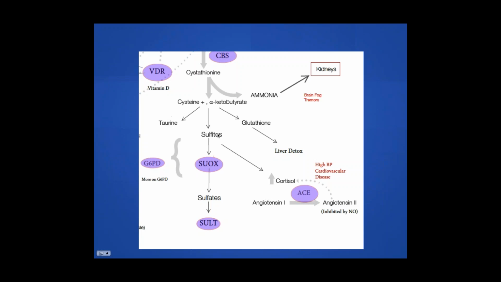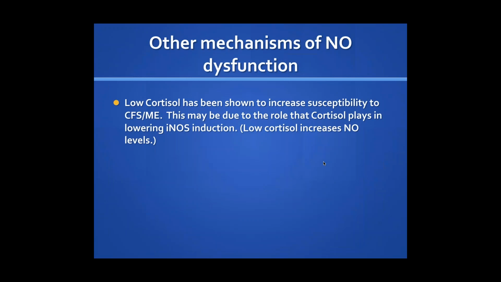But then if you look down here, it causes the buildup of sulfites, and it goes down this pathway to increase the production of angiotensin I to angiotensin II. It's inhibited by nitric oxide, but it also inhibits nitric oxide, so it's a negative feedback loop. And this leads to high blood pressure and cardiovascular disease.